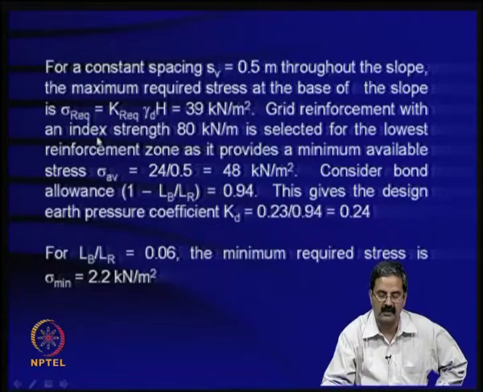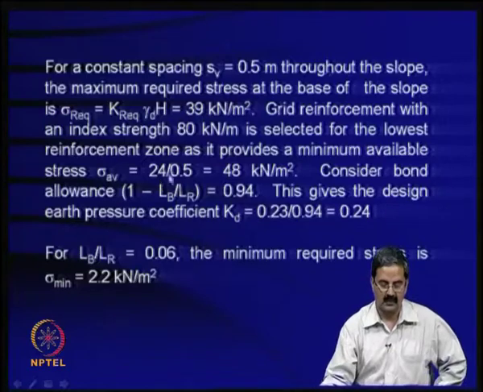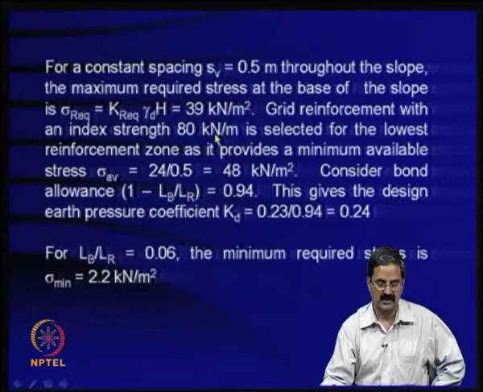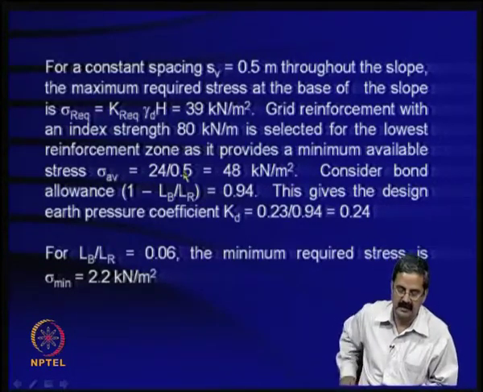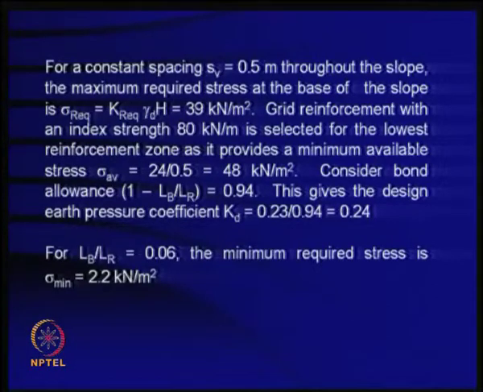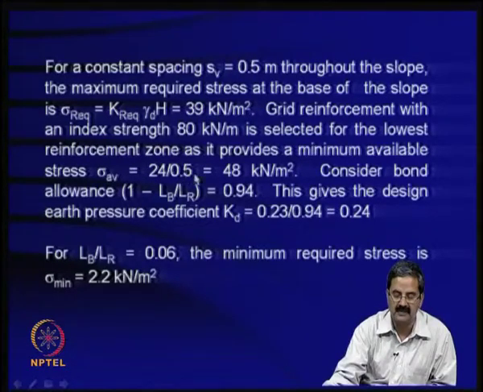The grid reinforcement with index strength 80 is selected for the lowest reinforcement zone as it provides the minimum allowable strength. Say, for example, I have given you those diagrams and 24 is allowable, right. For one of the materials it has 24, and 24 divided by 0.5 will give you 48. So, consider one more thing I was just mentioning: 24 is nothing but the material property, 80 has been reduced to the allowable force 24, divided by 0.5, which is the spacing. So, 48 is the allowable force required.